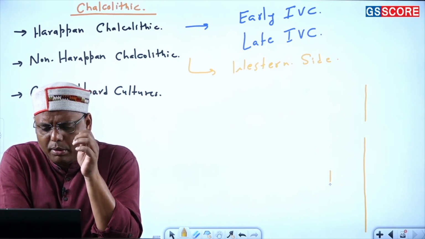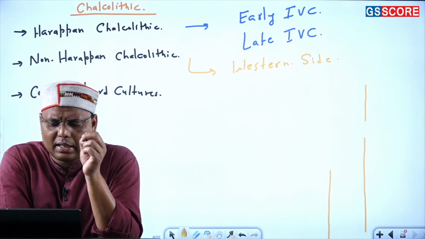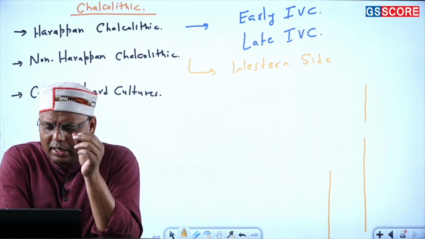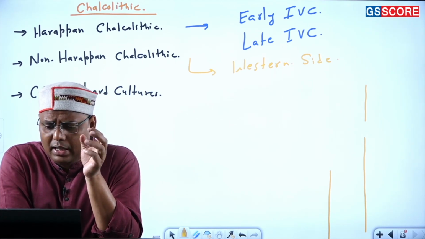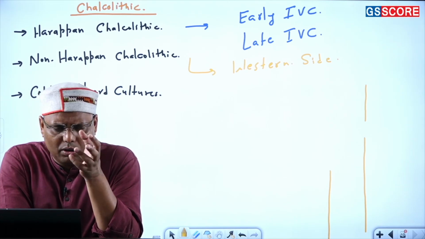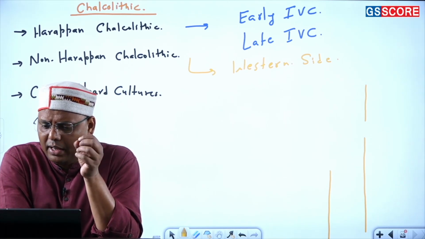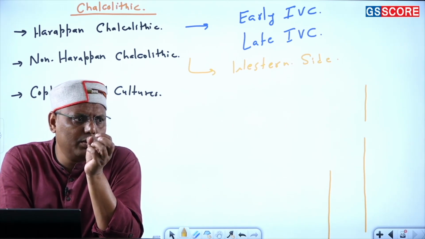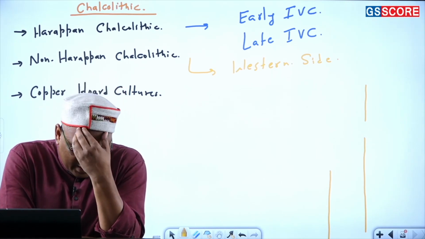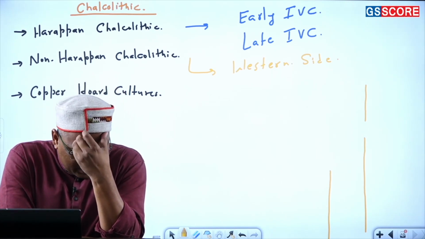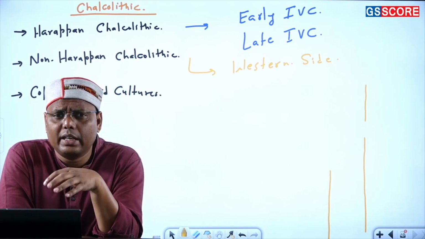And there are some very popular sites such as Balathal, Kaitha. Kaitha is also one culture. Then Navdatoli, Inamgaon, Prakash, Nasik, Daimabad. Out of these cultures, at least a couple of sites are very important. They are Inamgaon, Navdatoli, and Daimabad. And in fact, you should always try to refer to them while writing any answer on the non-Harappan Chalcolithic cultures. Okay? These are those sites which were excavated.